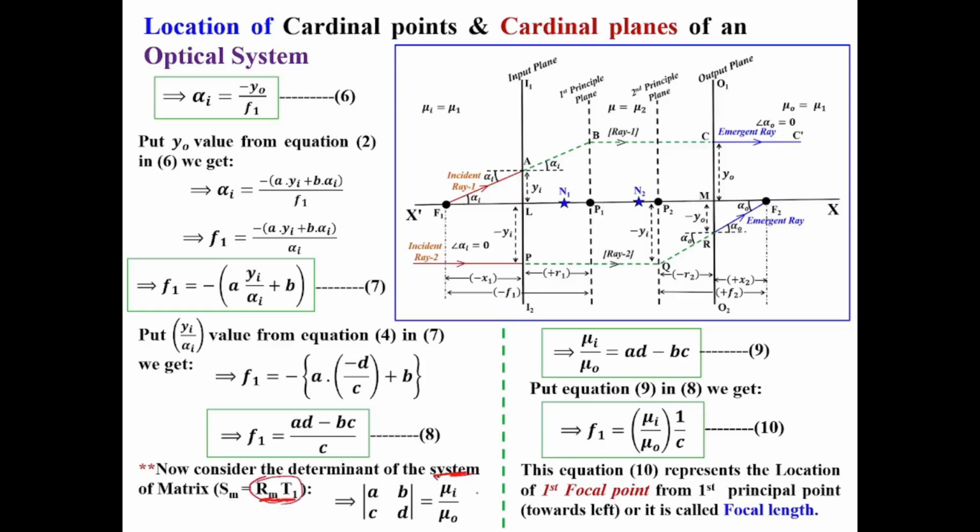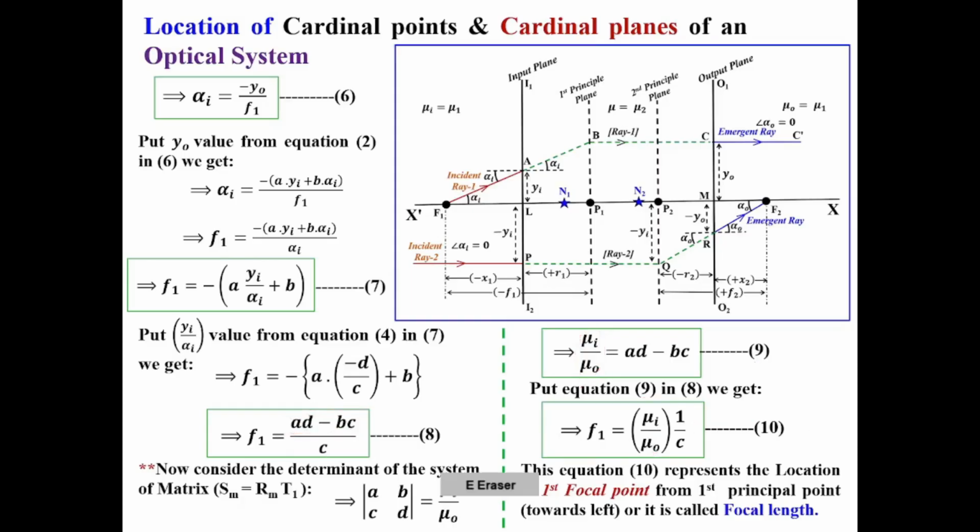After multiplication we always get mu I by mu O, and if I consider its determinant value, this will be AD minus BC. AD minus BC equal to mu I by mu O. Let this be your equation number 9. Now put this equation number 9 value in equation number 8. Here instead of AD minus BC, we can put mu I by mu O. So that implies F1 we can find as mu I by mu O into 1 by C.